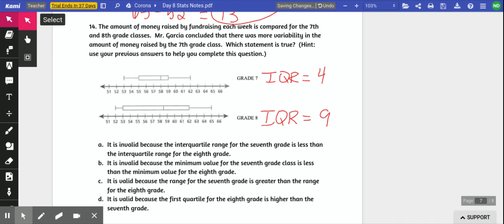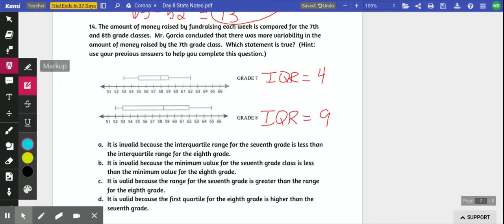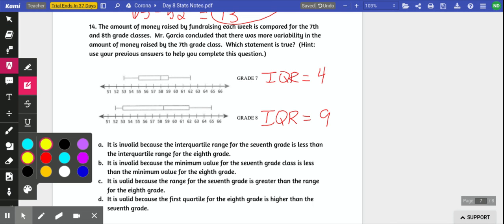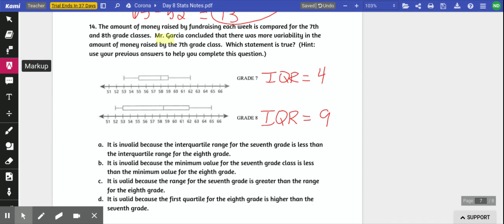So we just have to read through these answer choices and determine which one is true. The important piece of information in this question is that Mr. Garcia concluded that there was more variability in the amount of money raised by the 7th grade class. So that would mean that the 7th grade class data is more spread out. And again, the higher the interquartile range is, the more the data is spread out. So we need to see if Mr. Garcia is correct.